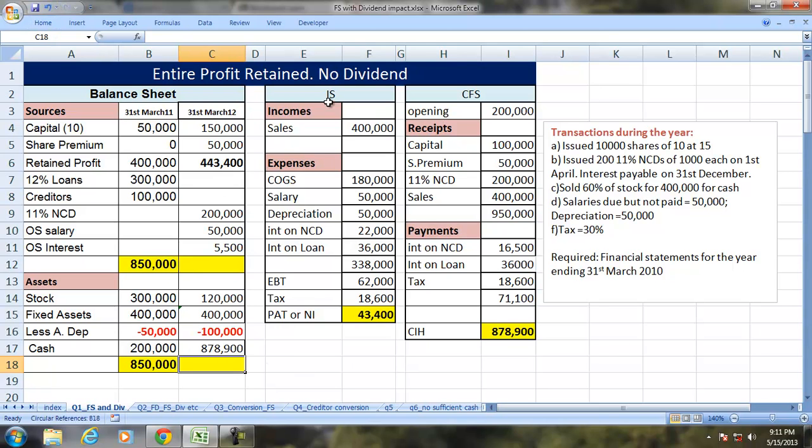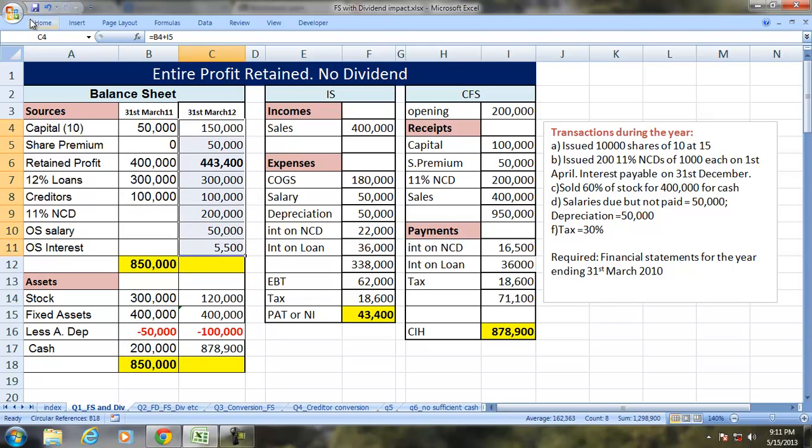So no other transactions. Income statement done, cash flow statement done. Transfer the PAT to retained profit, transfer the cash to cash in hand in the balance sheet. So we'll close the balance sheet, no change in the loan, no change in the creditor.